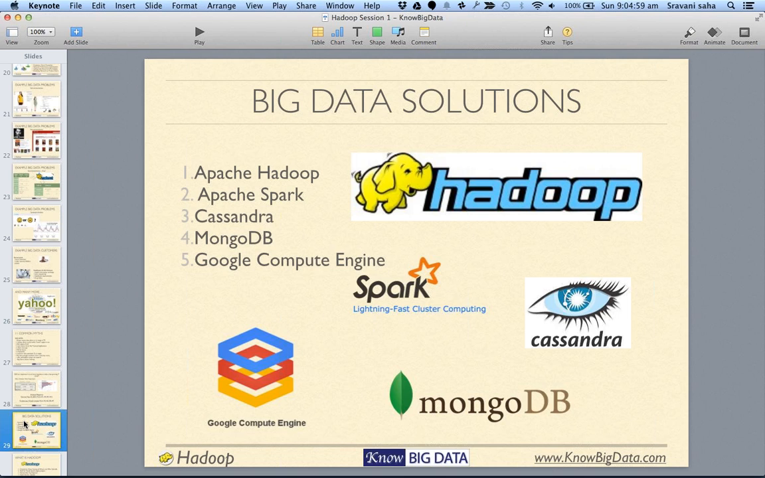And then there is something called Google Compute Engine. Google Compute Engine is a hosted solution. In case you don't want to build your own infrastructure, you can utilize Google Compute Engine. Google Compute Engine also provides you a Hadoop kind of library.